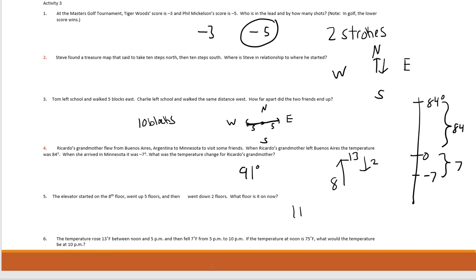Okay, and then the last one, the temperature rose 13 degrees between noon and 5, then fell 7. The temperature at noon is 75. What would the temperature be at 10? Okay, so if the temperature started at 75 at noon, so this is our little thermometer here, and this is 75. If the temperature at noon is 75, and then the temperature rose 13 between noon and 5, so that means it went up 13, which would put us at 85.